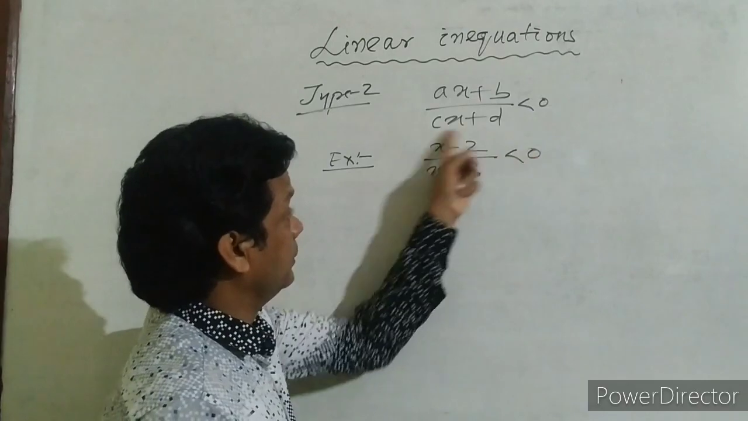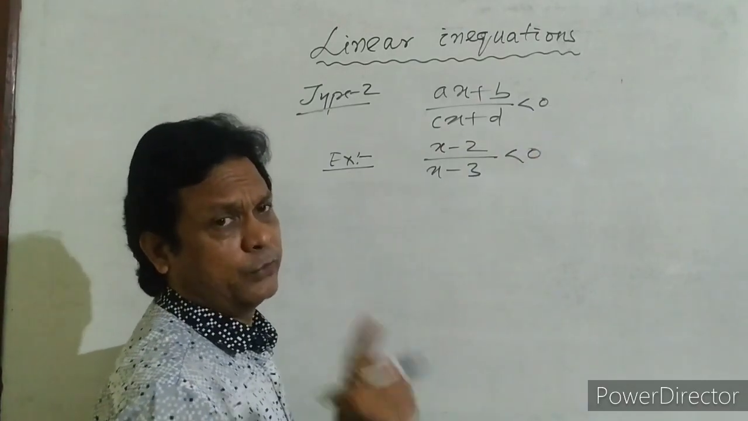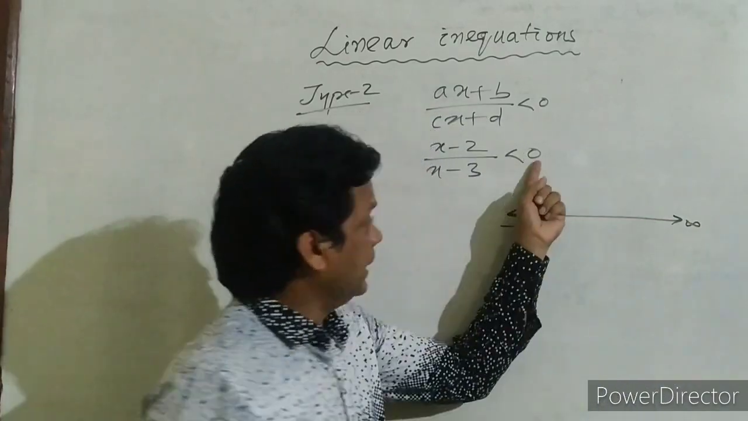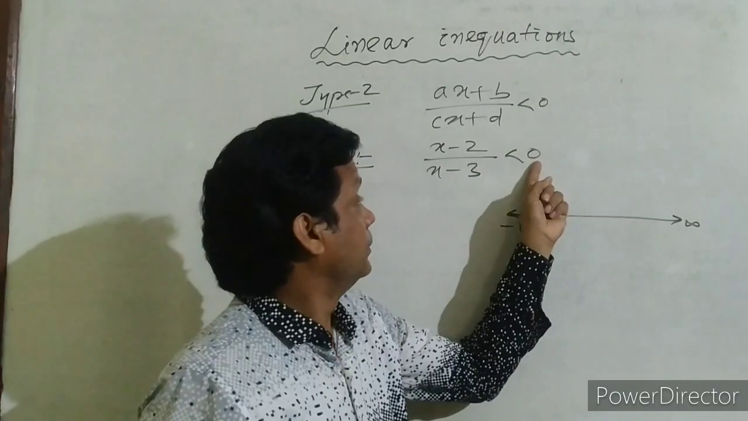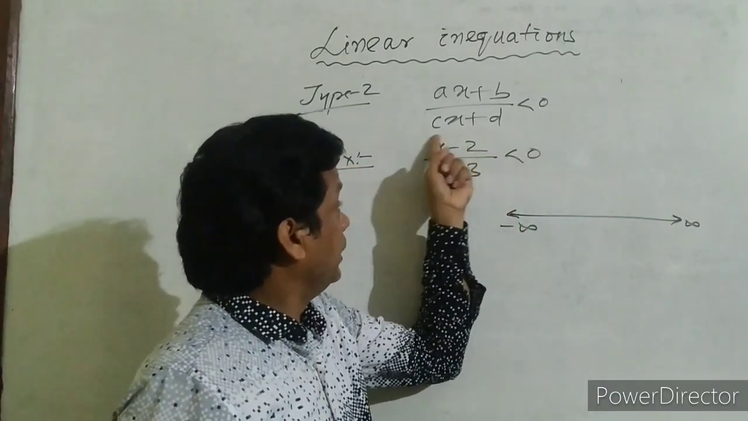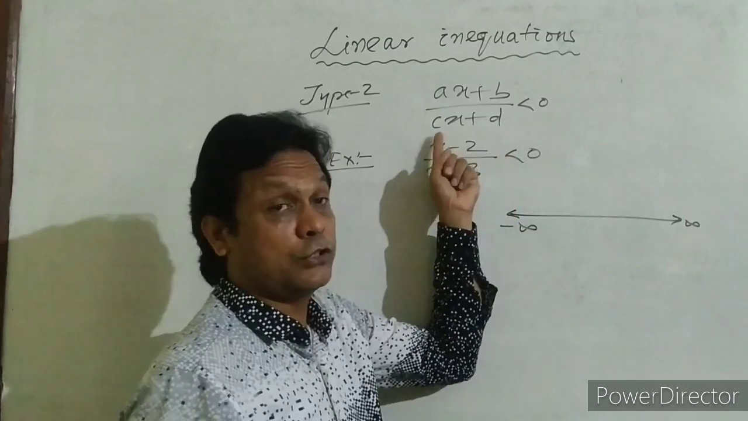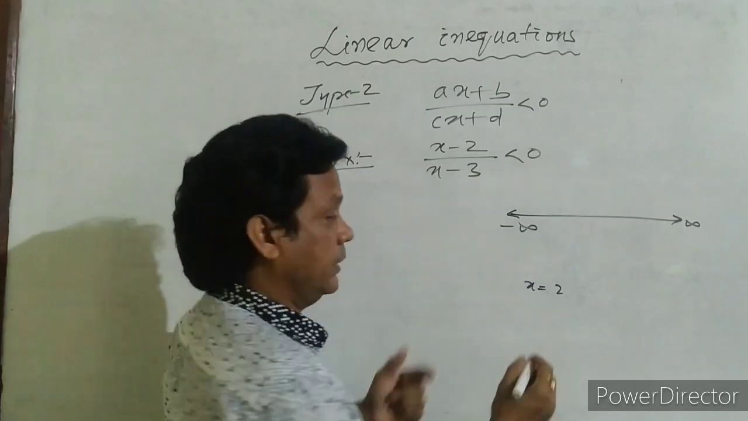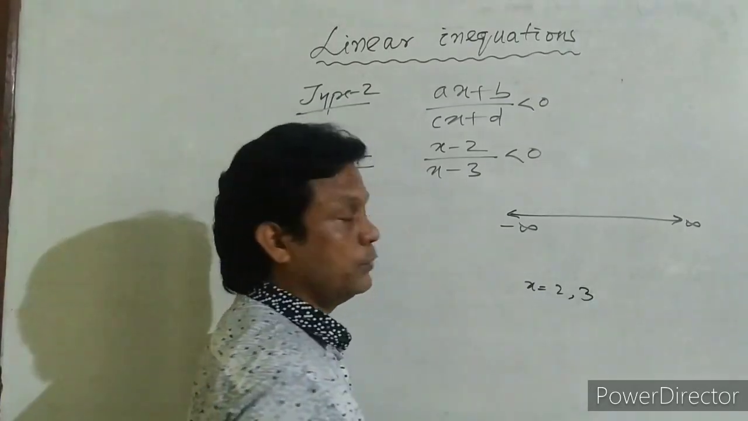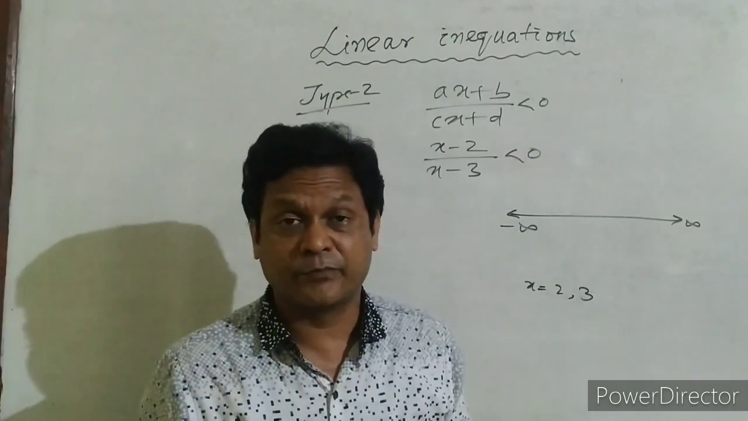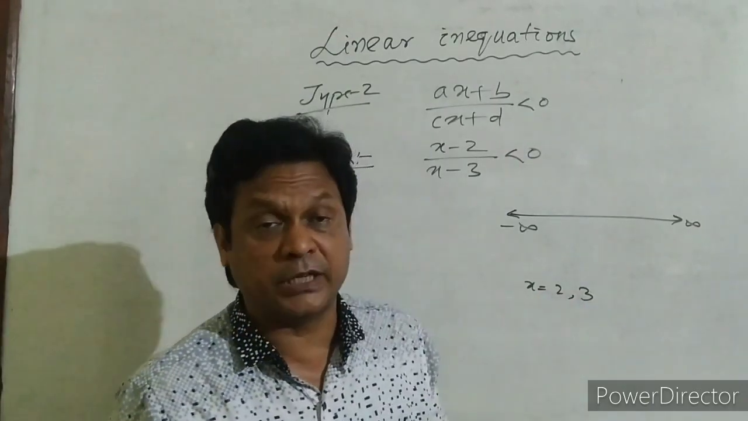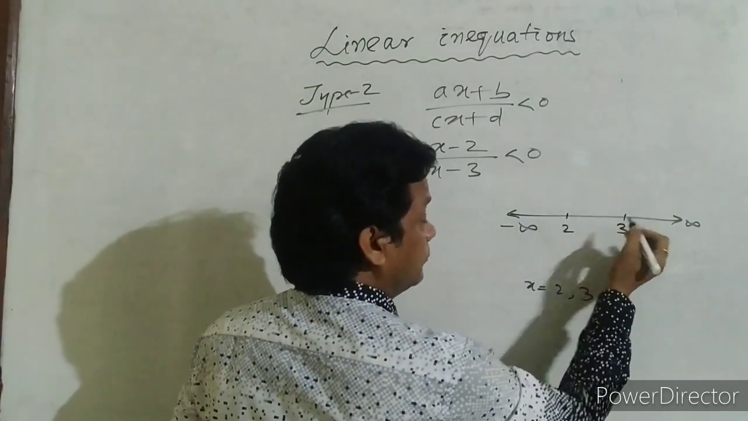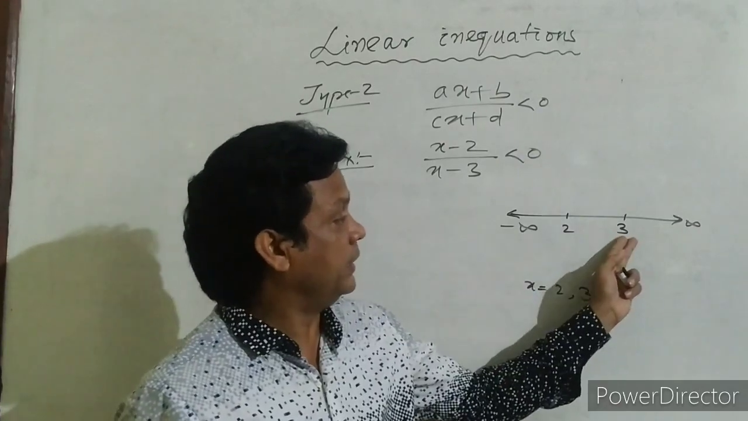While solving this one, I am writing directly in one line. Put a number line, this is minus infinity and infinity. Here the right-hand side is 0, the right-hand side should be 0. So take the numerator equal to 0: x - 2 = 0, so x = 2. Denominator equal to 0: x = 3. So we are getting 2 points, 2 and 3, and these two points are called critical points. x = 2 and x = 3 are called critical points. Now indicate 2 and 3 on the number line. Because 3 is greater than 2, I am writing 3 to the right.